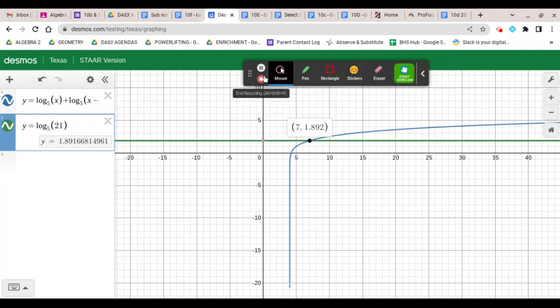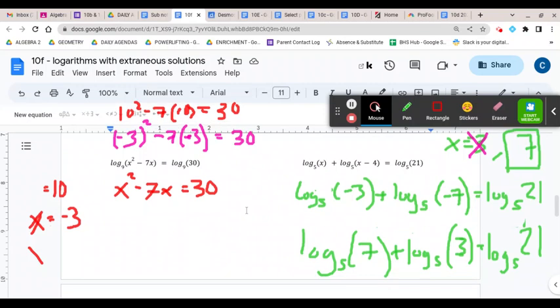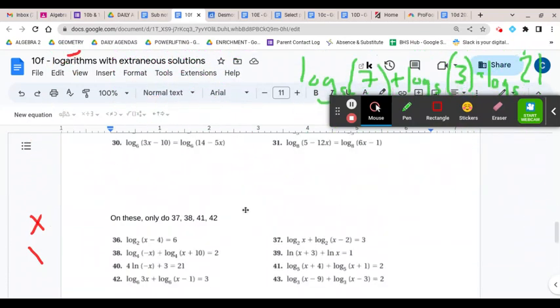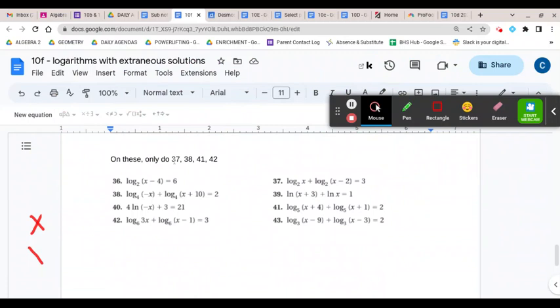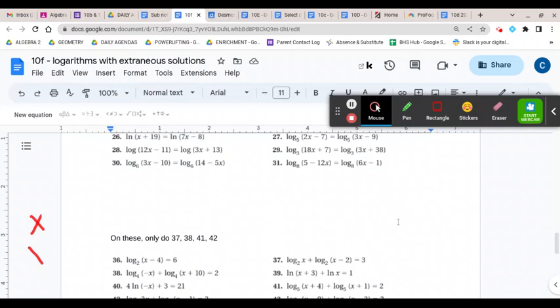All right. So take the time here. So we got the 4 example problems done here. Take the time and solve these and work for extraneous solutions. On these bottom ones, just do 37, 38, 41, and 42. Rewind the video if you need to. If you have any questions, let me know. And you can always graph these to check.